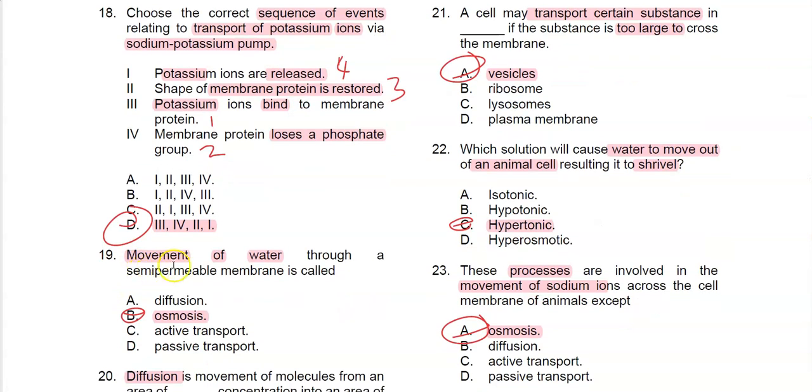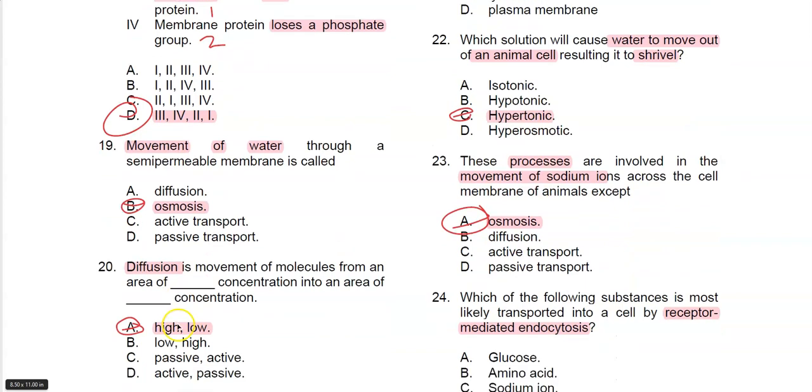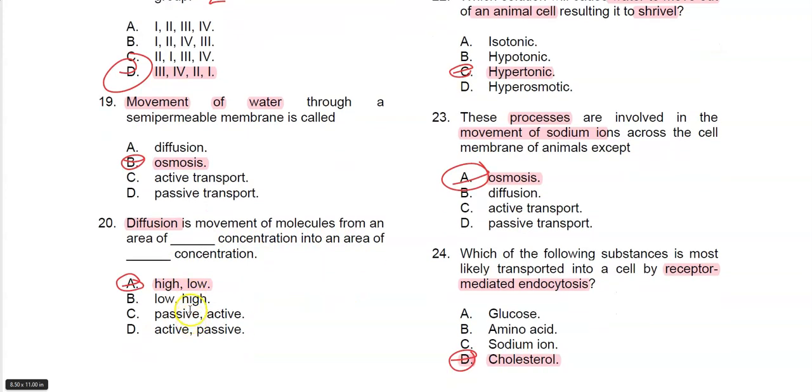Question 19. Movement of water through a semi-permeable membrane is called osmosis. Every time it involves the movement of water molecules across a semi-permeable membrane, it is the process of osmosis. Number 20. Diffusion is movement of molecules from an area of high concentration to an area of low concentration, obviously.